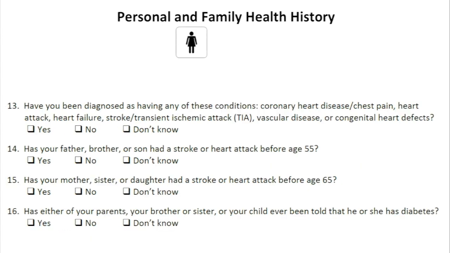Next section is on personal and family health history. So we're looking in question 13 about whether she has a personal history of cardiovascular disease. And then the next 2 questions we're looking at if there is a family history of premature heart disease. Then the last question on there is looking at whether there is a family history of diabetes, because all of these things, any type of family history, does raise the risk of these various diseases.